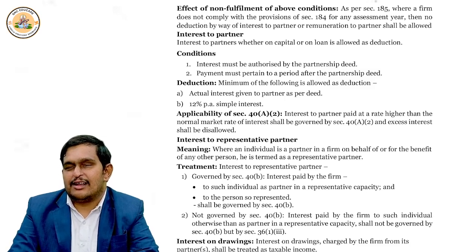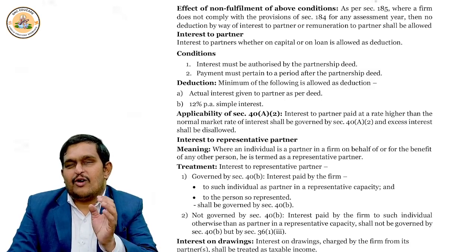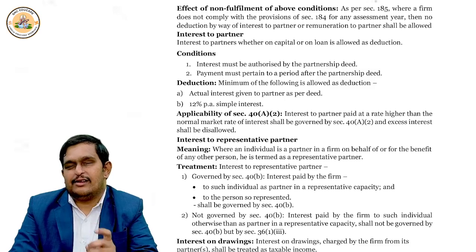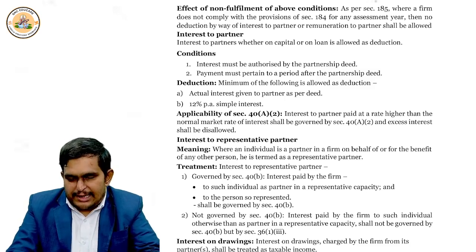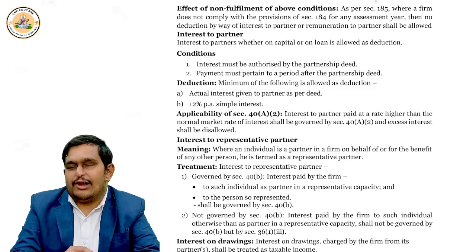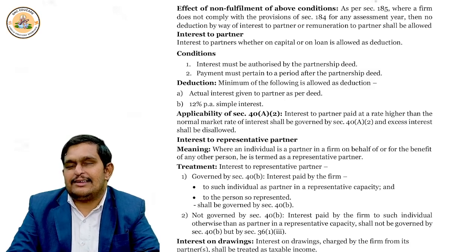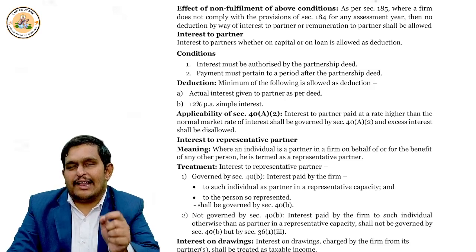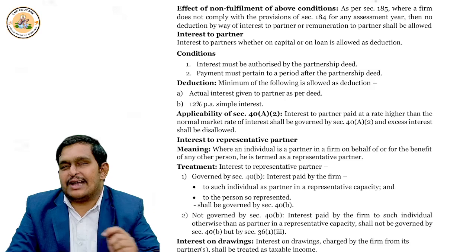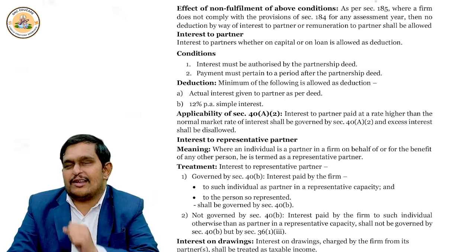What are those conditions? Listen to me carefully. The interest should be authorized by the deed. That means when you create a partnership deed, you will write down the terms and conditions of the agreement, yes or no? In those terms and conditions, you should write that interest on capital is payable to the partners. Such terms should be written or not.